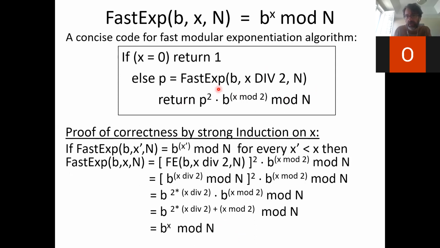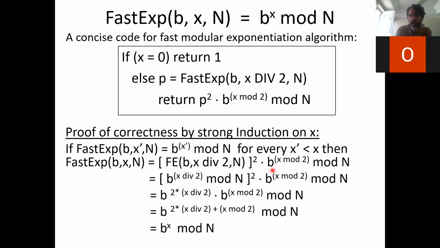And now a proof of correctness. Well, this is the same proof that we did a few weeks back. So here it is again in the concise form. I would just do the recursive call, because the base case is easy. Fast exponentiation of b to x is the result of this recursive call squared times this thing.